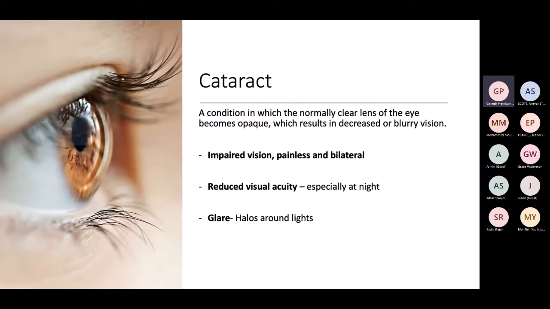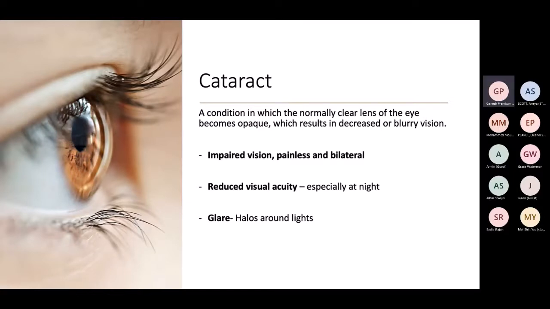The most simplified description of this is if you imagine a clear glass window, that's what you start off with in life, and that's your lens. As you age, debris starts to build up on this clear glass window, and your vision starts getting impaired. What are some of the features of a cataract? It's painless, it's generally bilateral.